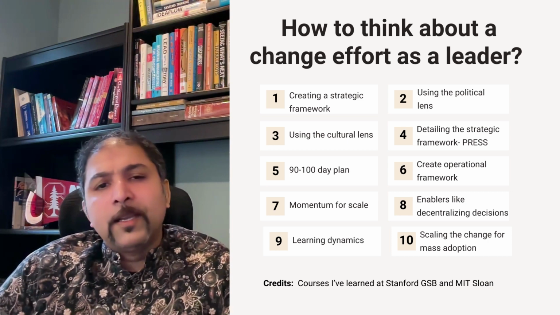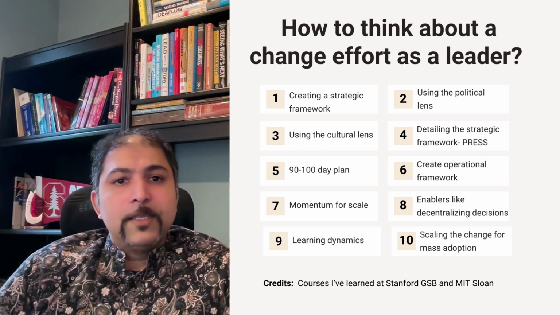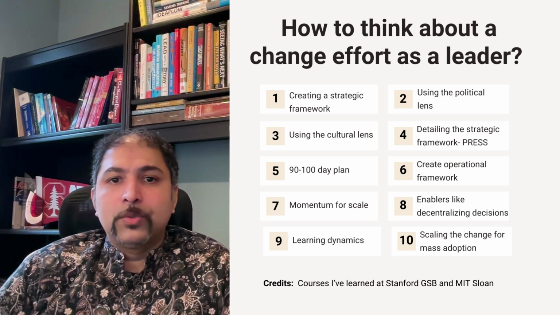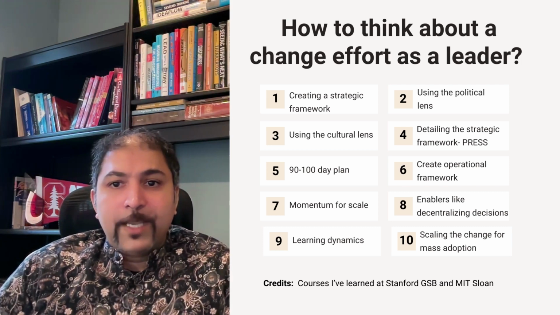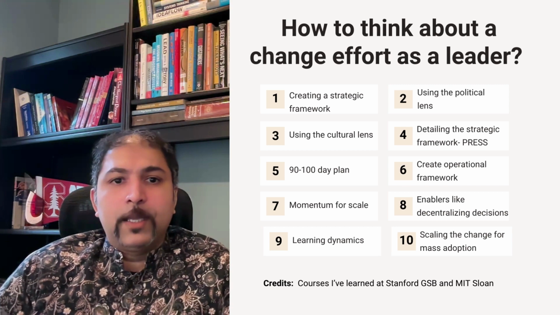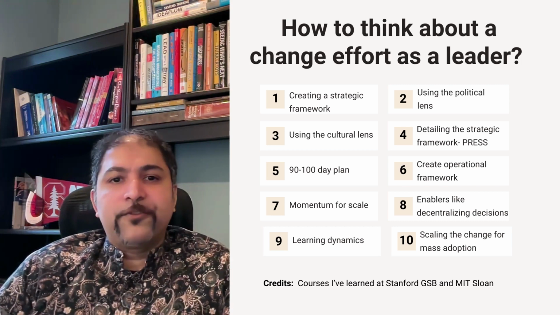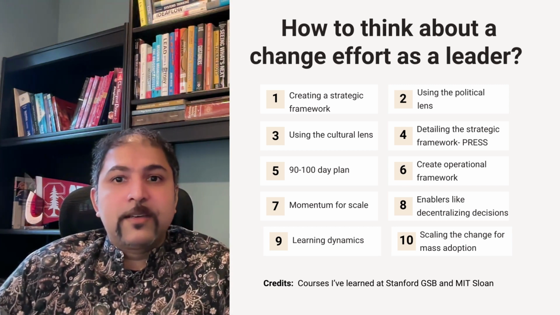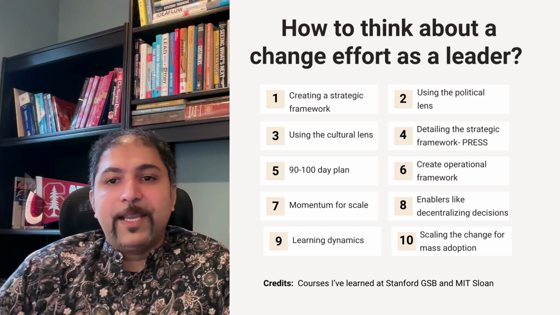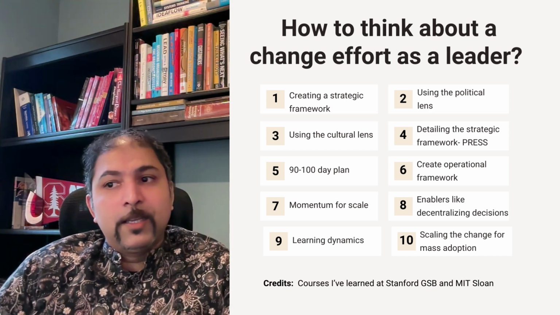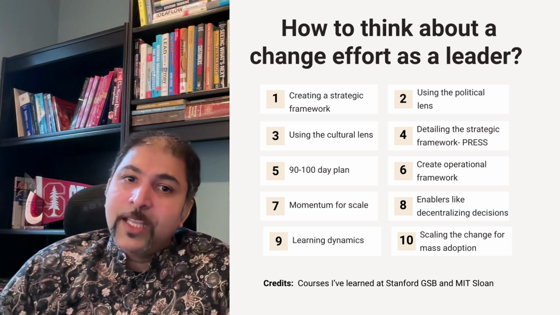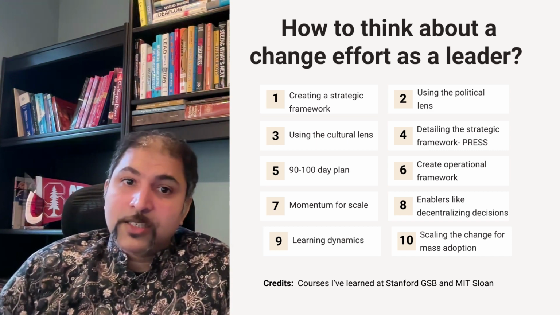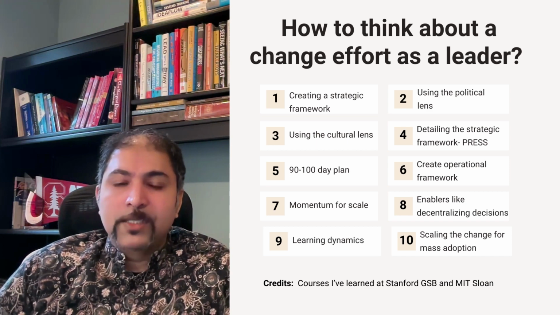Step number two is the use of the political lens to understand and assess the current power structure and mobilizing change with that support. Every organization is different. The plan should have considerations on how to leverage the existing power structure so that you can accelerate the results.